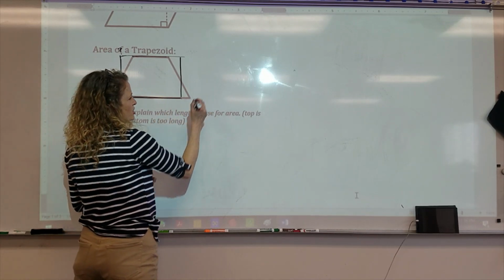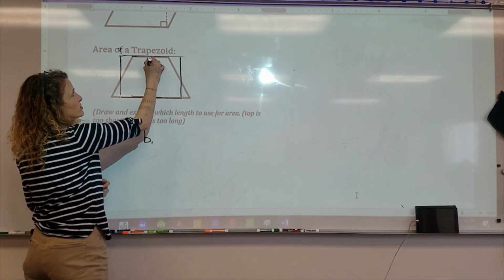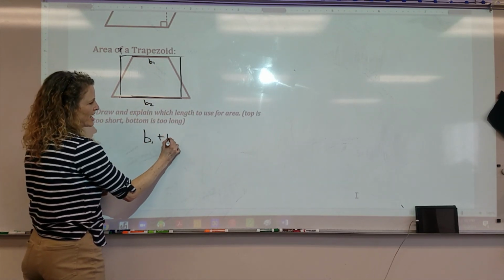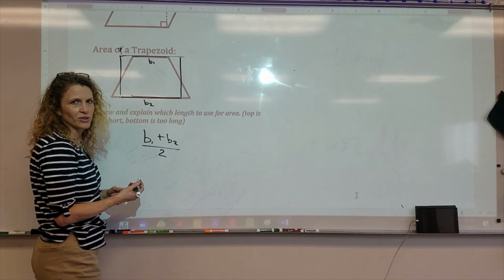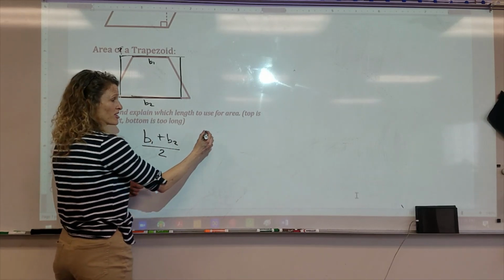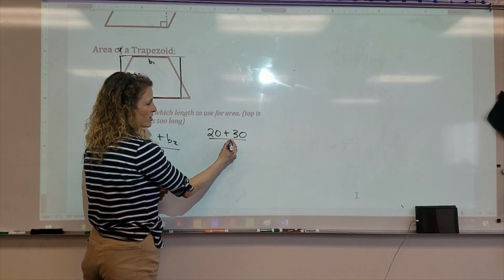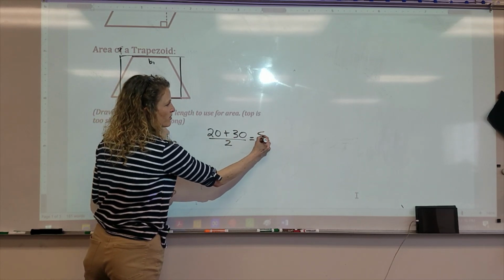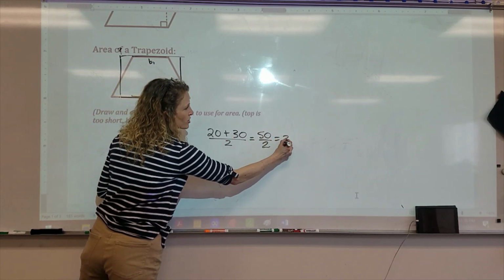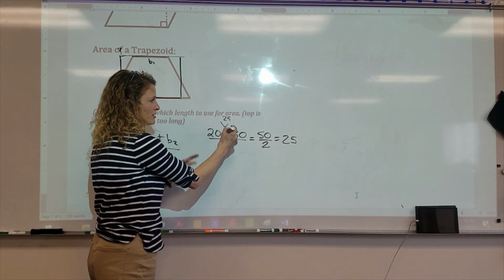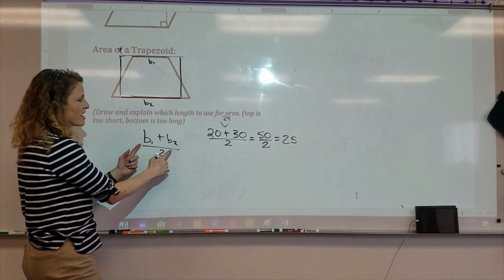So to find the average, we take base 1, which we'll call the shorter one, and base 2, the longer one. We're going to add those together and divide by 2. Just like if I wanted to find the average between 20 and 30, I would add them together and divide by 2. That would give me 50 divided by 2, or 25. And 25 is right in the middle of 20 and 30. So this is my average.